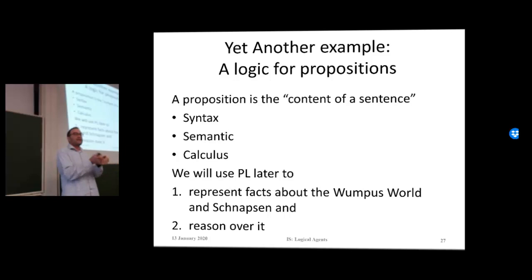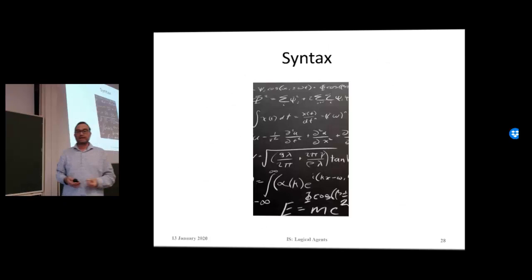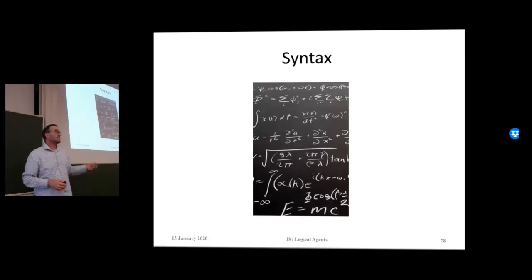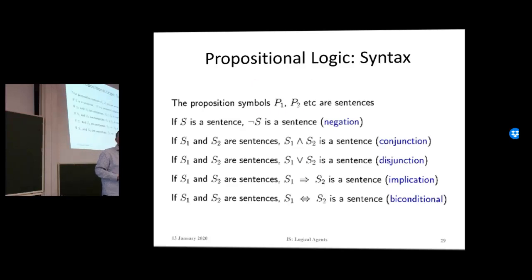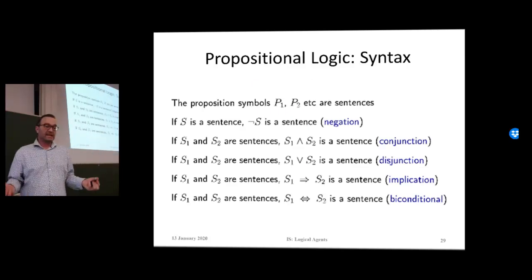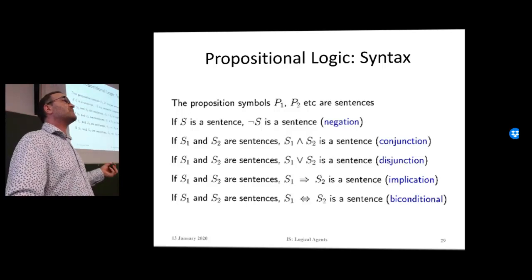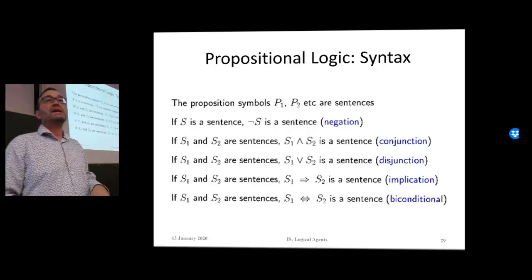So I say all the statements are about true and false, and these are the propositions in our language. And then we have some operators to combine those propositions, and I will show you how to do that, but most of you have seen that. So, and we're going to use it to represent the facts about the Wumpus world and Schnapsen. And then particularly, most important, tomorrow we're going to see how we can do reasoning over that. So let's start with the syntax. So what are the valid formulae in my language? And as I said, the most important thing in the language is the propositions. So those statements, those atomic statements, which can be either true or false.